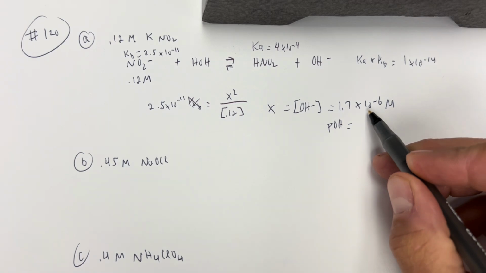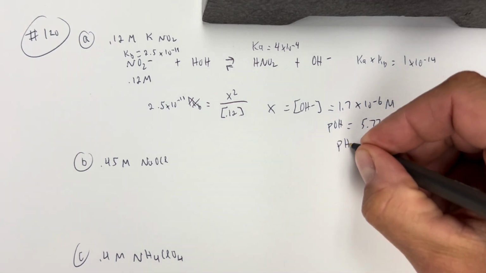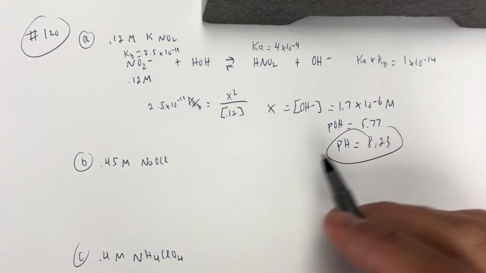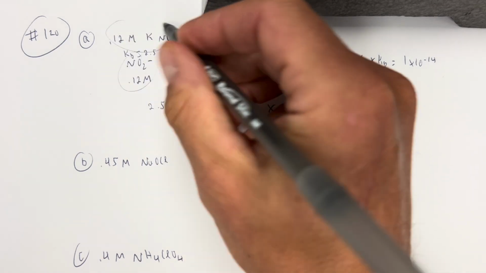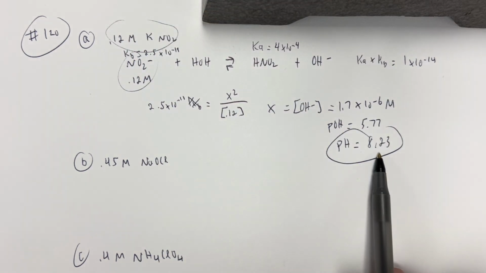pOH would be negative log of that value. pOH would be 5.77. 14 minus that would be your pH. pH is 8.23. So a 0.12 molar solution of this salt is a weak base.